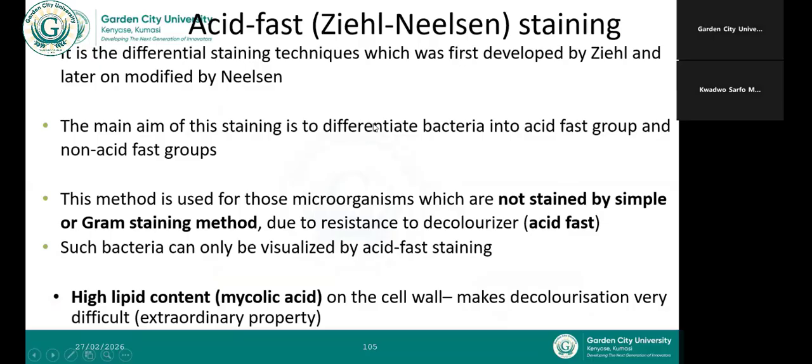Okay, so we use the acid-fast staining or the Ziehl-Neelsen staining. Two scientists came up with this, first by Ziehl and then later modified by Neelsen. These organisms are not able to undergo the usual gram staining because they resist decolorization. So they are termed as acid-fast. And therefore, we use the Ziehl-Neelsen technique.